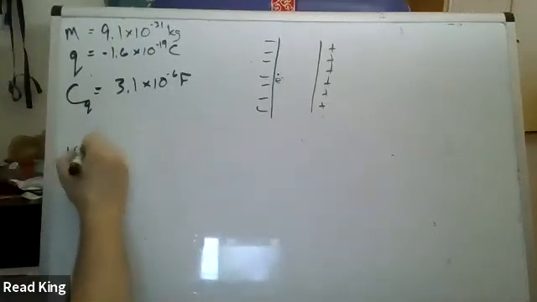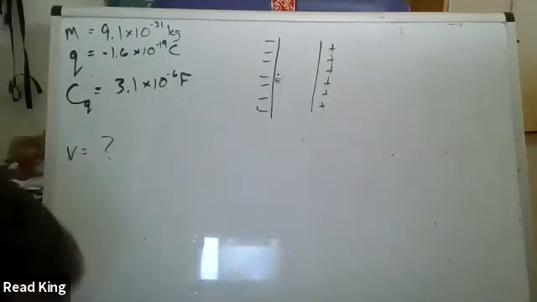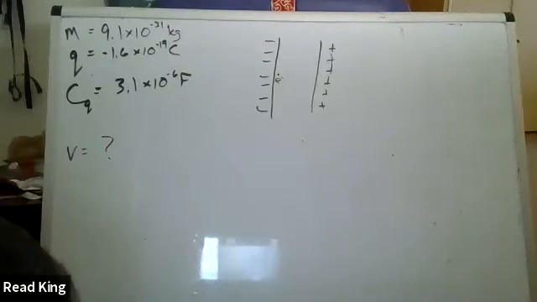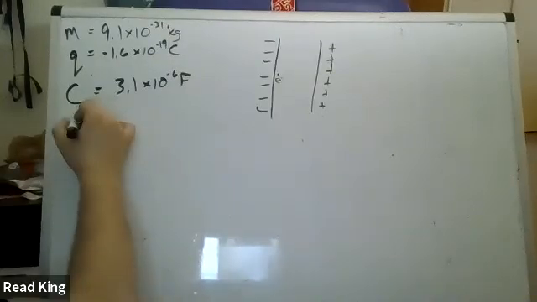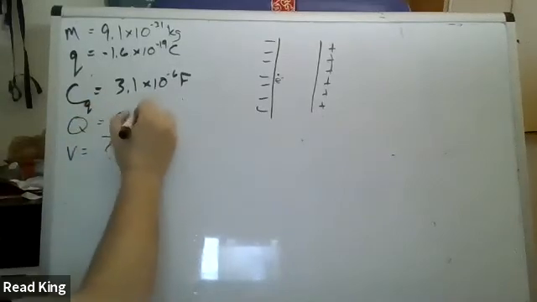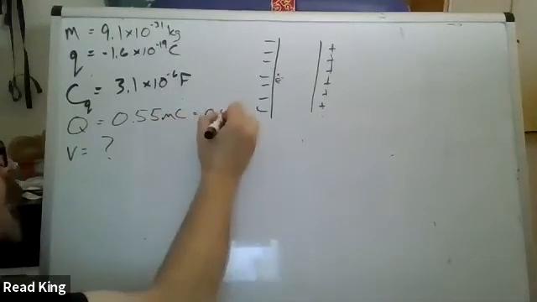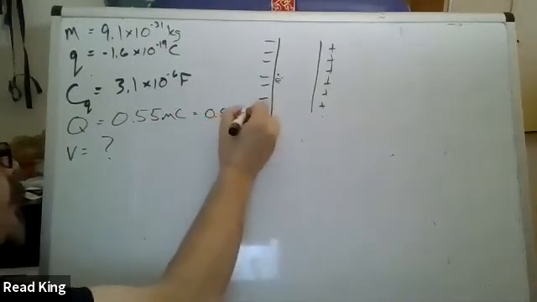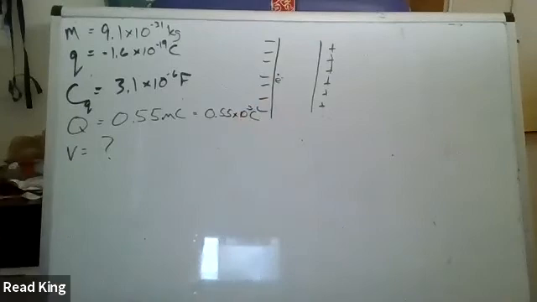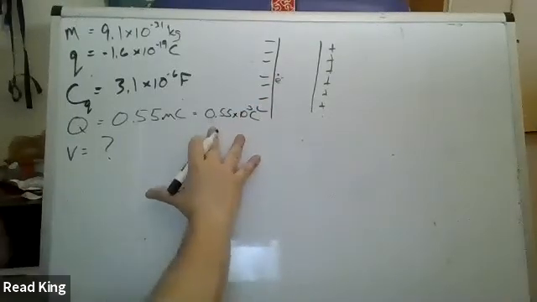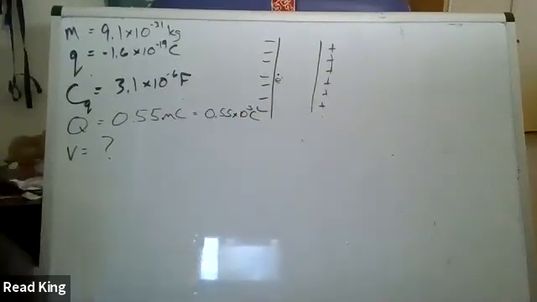We also have one more data point. The capacitor has 0.55 millicoulomb of charge. So 0.55 millicoulombs, which is equal to 0.55 times 10 to the minus 3 coulombs. And yes, again, I know that's not proper scientific notation. I don't care. It gets us the right numbers. At the end, when I give an answer, I want it in proper form of stored charge.